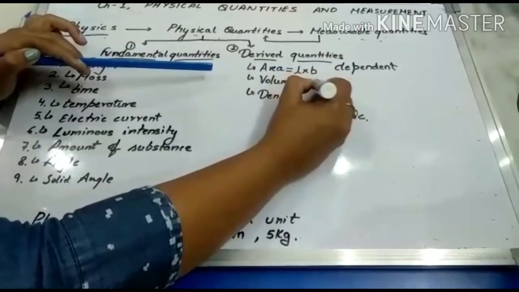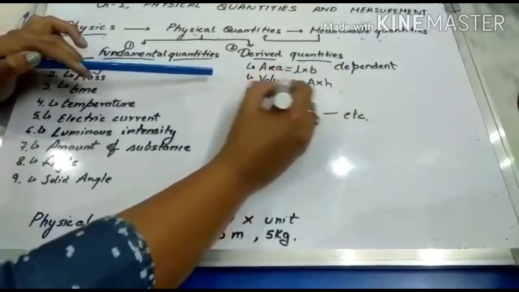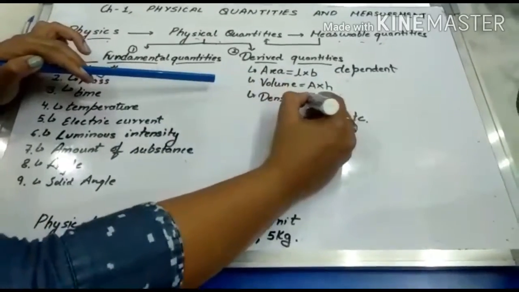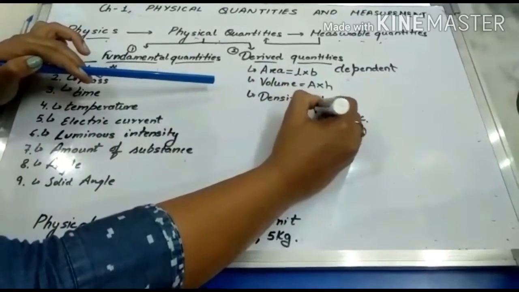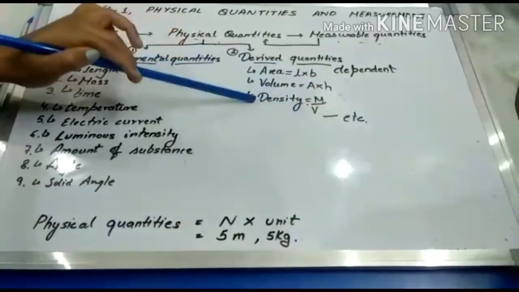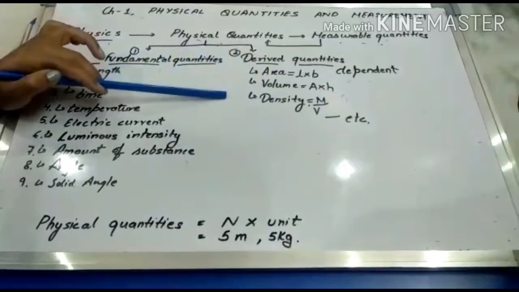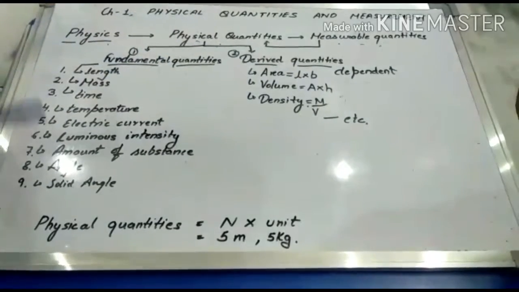The formula of volume is area into height. It depends upon area and height for its formation. So, it is a derived quantity. Density is equal to mass upon volume. It depends upon mass and volume for its formation. So, it is a derived quantity. This we will take later on in the upcoming classes.